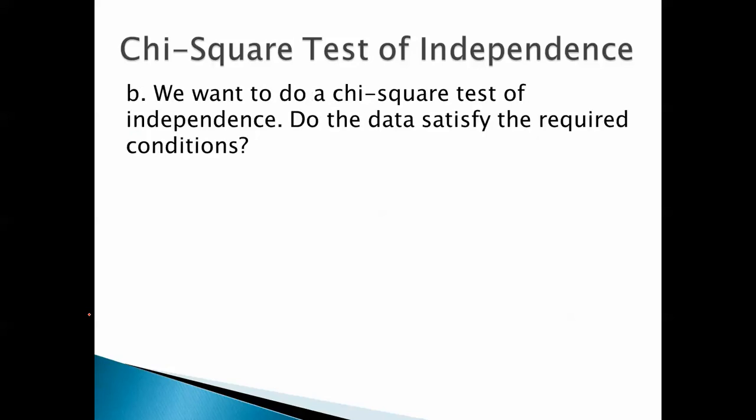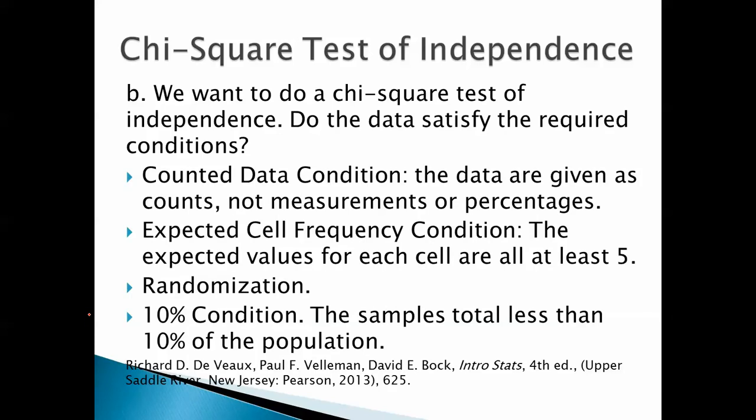Okay, we want to do a chi-square test of independence. Do the data satisfy the required conditions? Here are the conditions. Counted data condition. The data are given as counts, not measurements or percentages. So it can't be a measurement of pounds or feet or something like that. It's got to be something that we count. And we have that. We're counting deaths and injuries, etc.